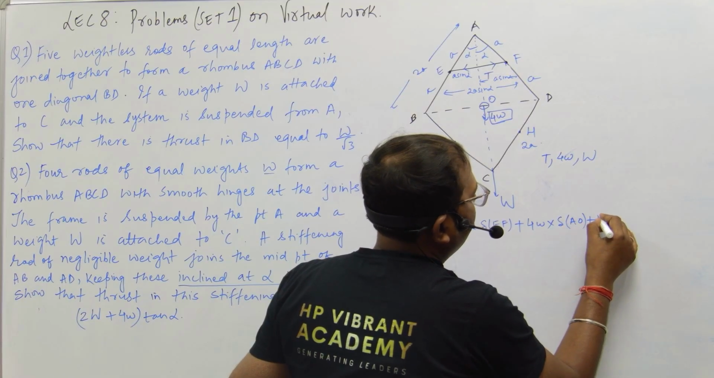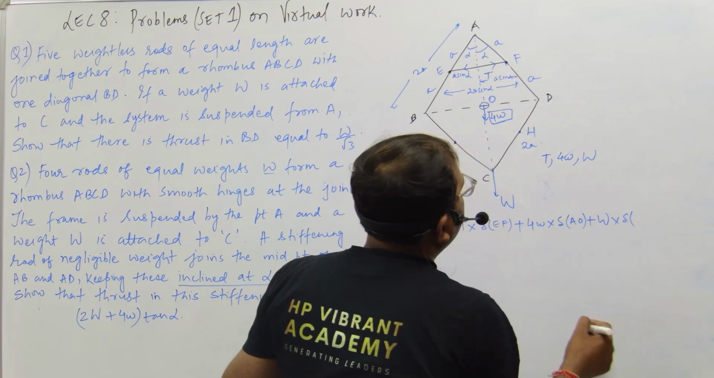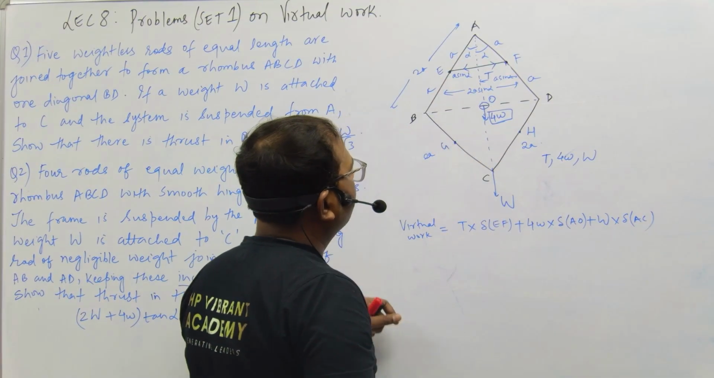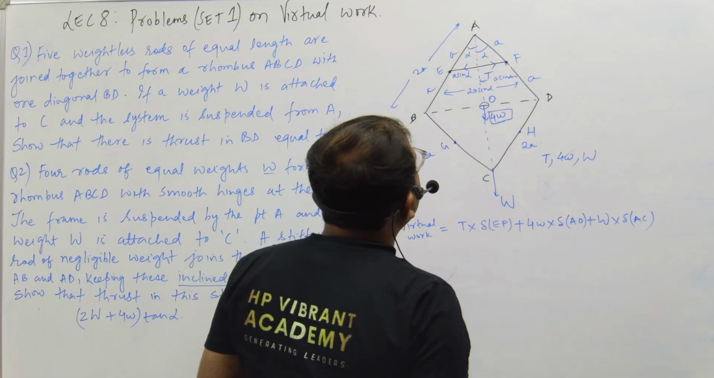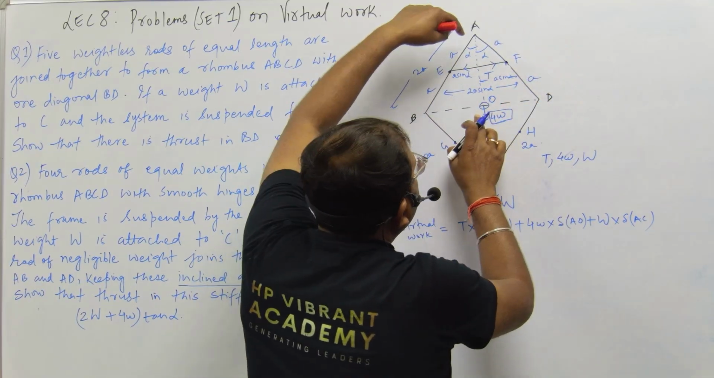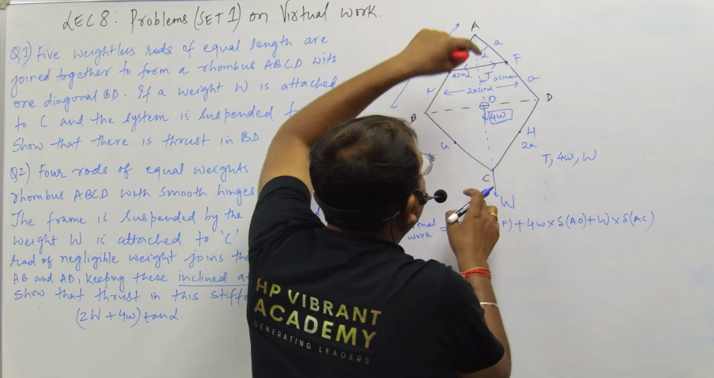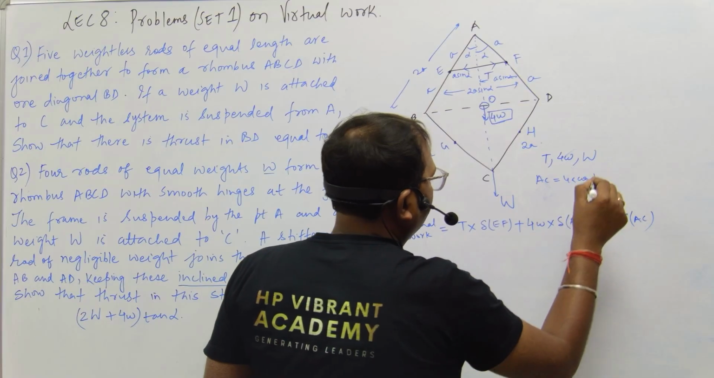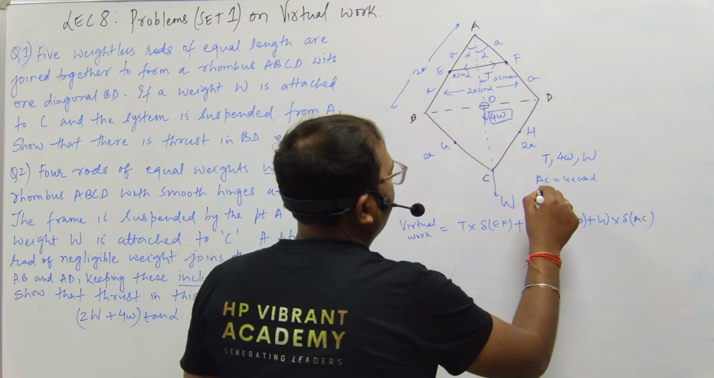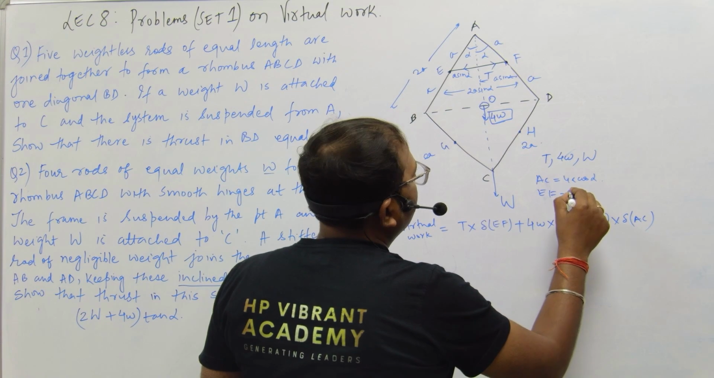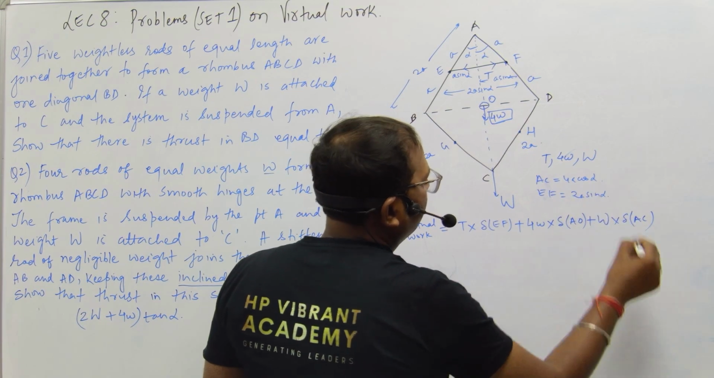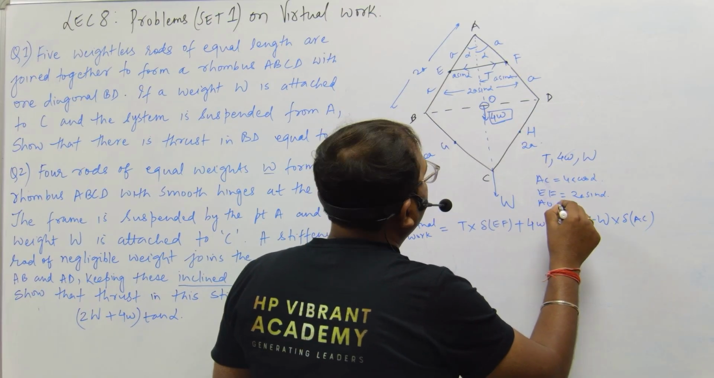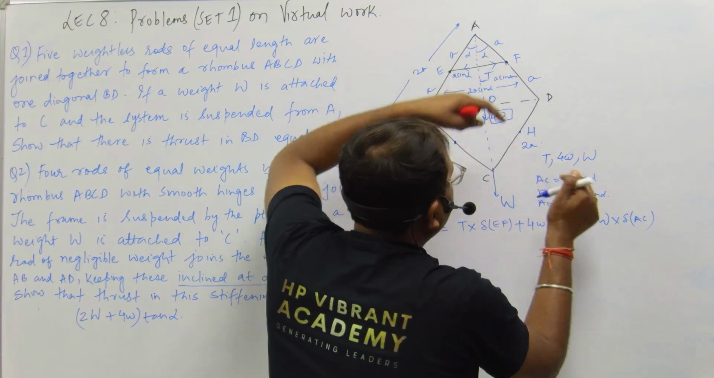Plus capital W into the change in AC. We have the length AC: this is 2a, so this whole length is 2a cos alpha. So AC will be 4a cos alpha. So AC is equal to 4a cos alpha. And EF is equal to 2a sin alpha. And AO is equal to 2a cos alpha.